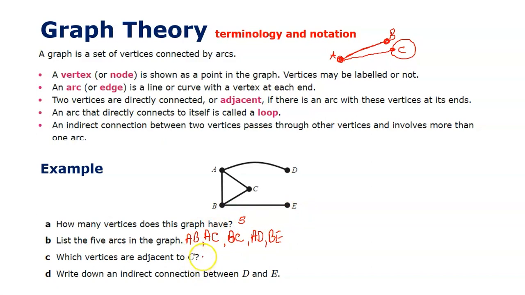Which vertices are adjacent to C? Well, which ones are joined directly? Well, A and B. A, comma, B. And write down the indirect connection between D and E. Well, you go D to A to B to E, something like that. You can see they're joined. Got some answers, and that's what I've got in my answers as well. All the others, I'm sure, are correct.